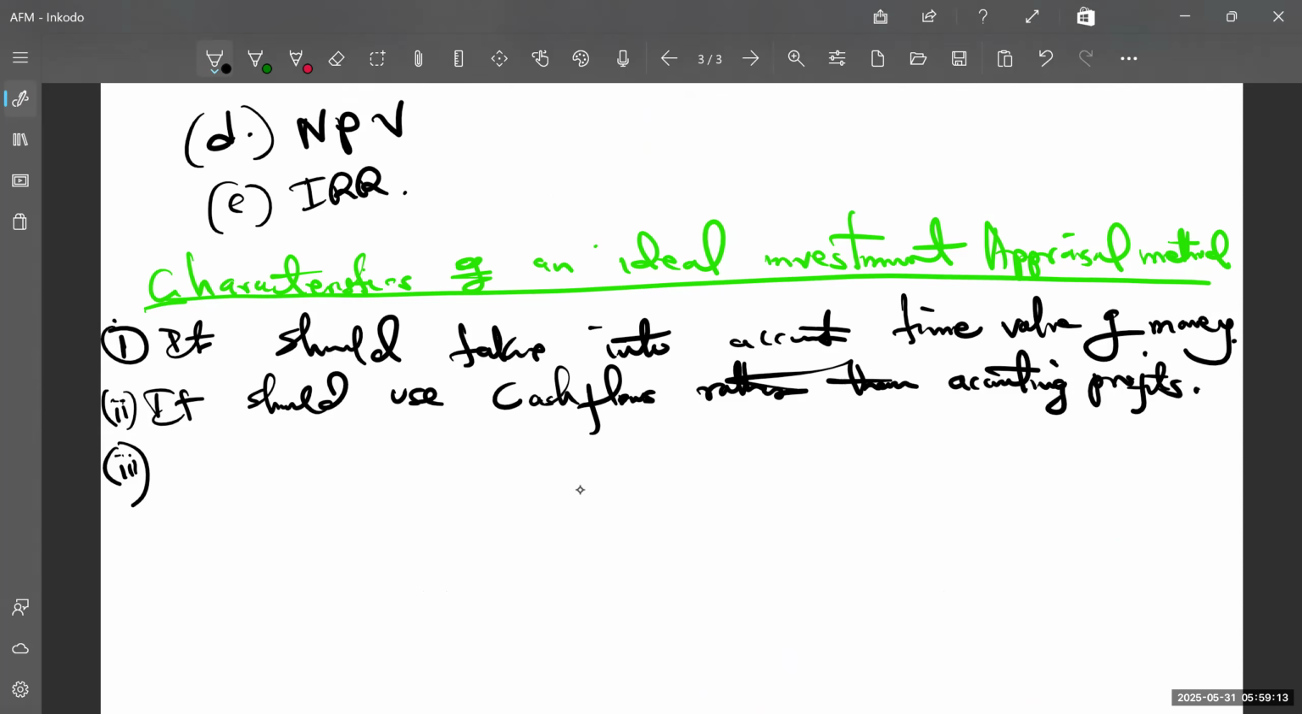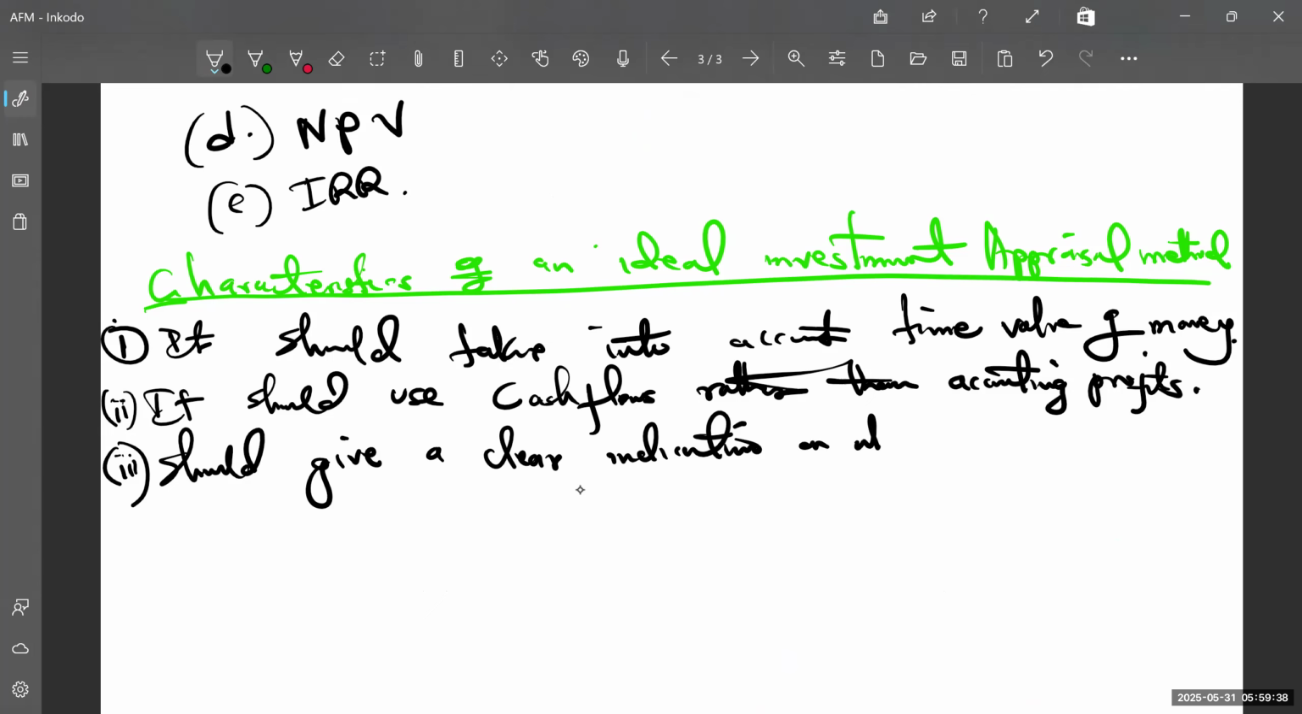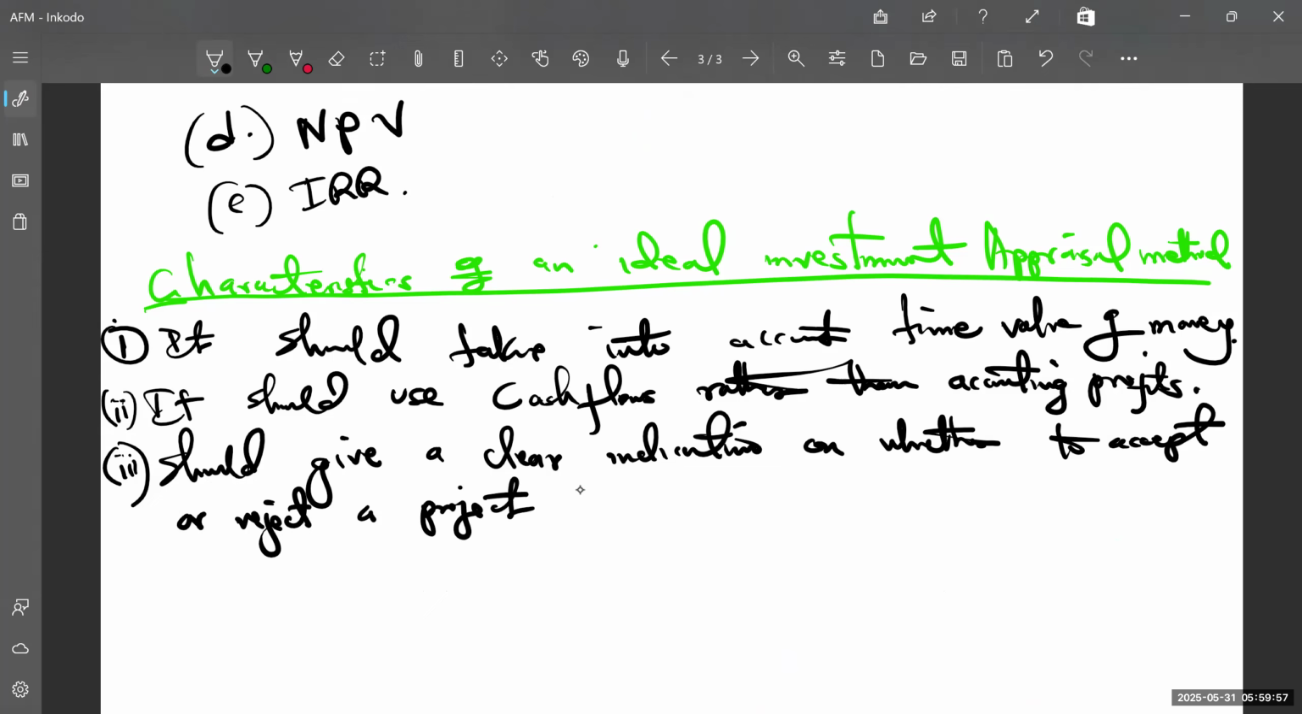Now, what are the limits of making a decision? What guidance does it give? That forms a basis of one of the best appraisal methods that you need to choose. So it at least guides you. So we give the third characteristic and we say it should give a clear indication on whether to accept or reject a project.